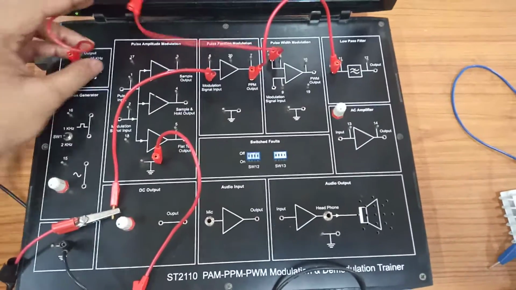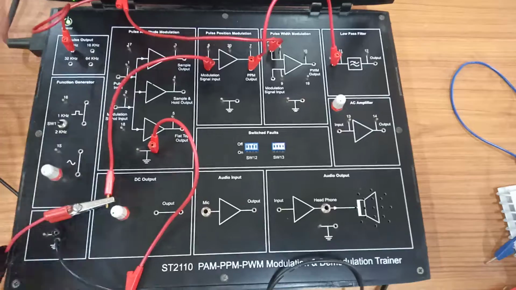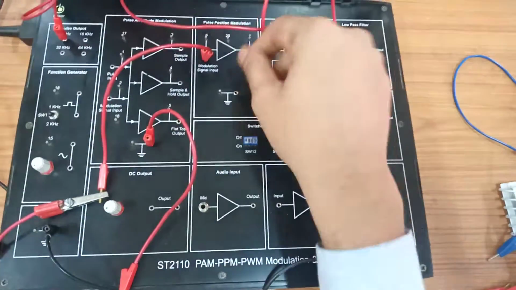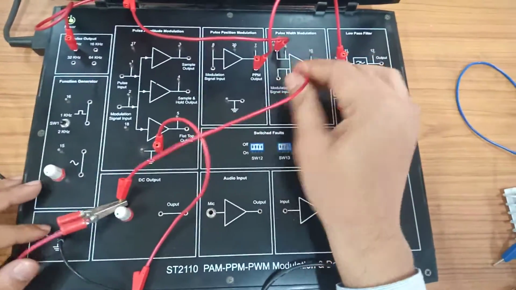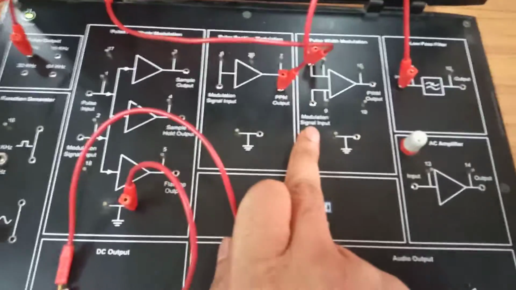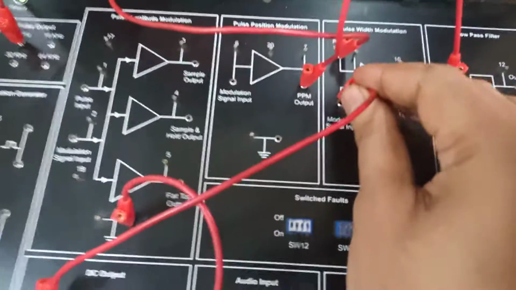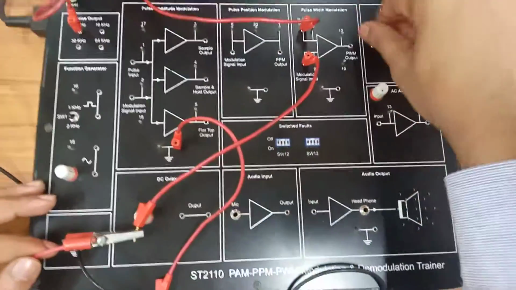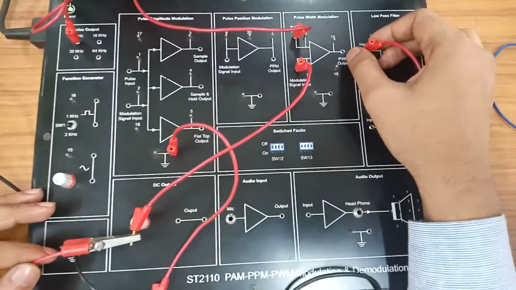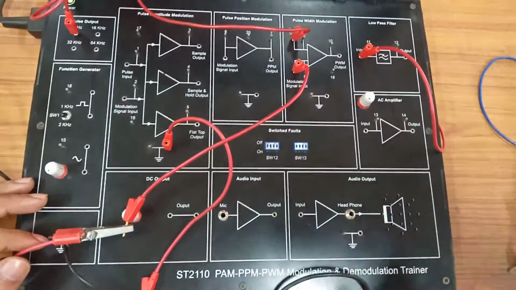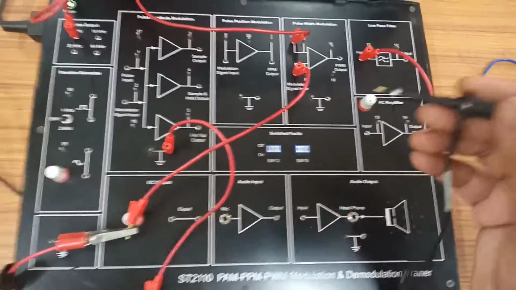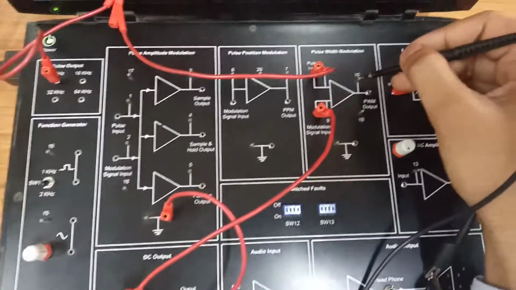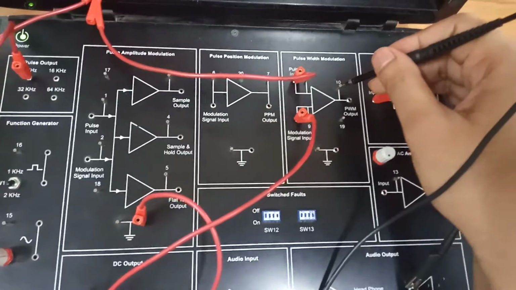We will change this 8 kilohertz to 16, 32 and 64, and we will see what changes we get in this case. The second thing I need to apply is the modulating signal input, or our data. I am applying the data from the function generator. Here we will get the PWM output. I am going to see how our PWM output looks on the DSO, at pin number 10.